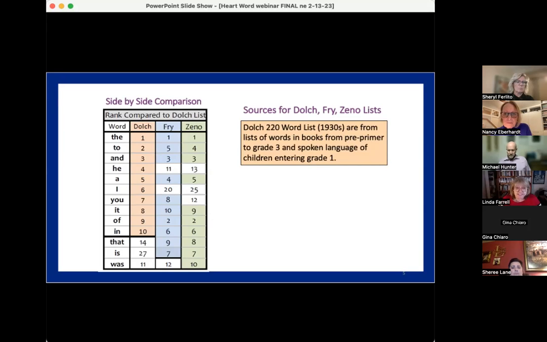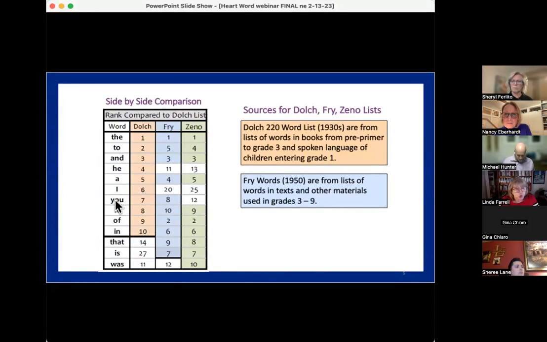The Dolch word list is 220 words from the 1930s, and he went to lists of words that children had in their spoken language upon entering first grade, and then lists of words in books from pre-primer to grade 3. So you can see that Dolch was focusing on early reading. That's where he got his words from, early reading. Perhaps that's why U is 7 in Dolch and 12 in Zeno, because U is going to be used more in early readers than it is in the Fry or Zeno lists.